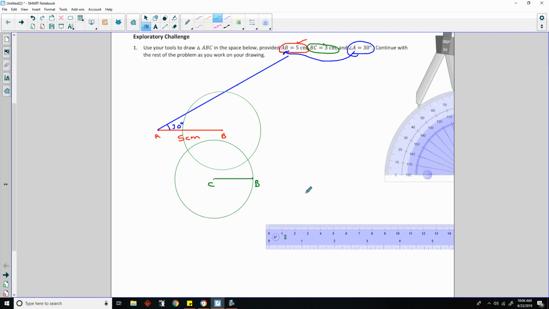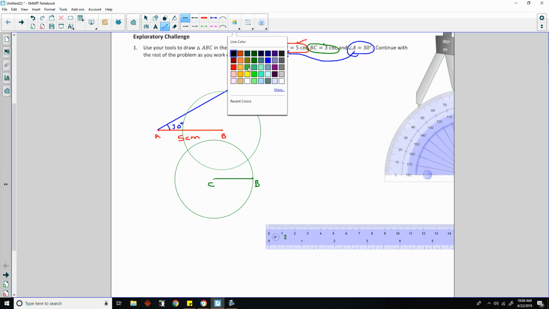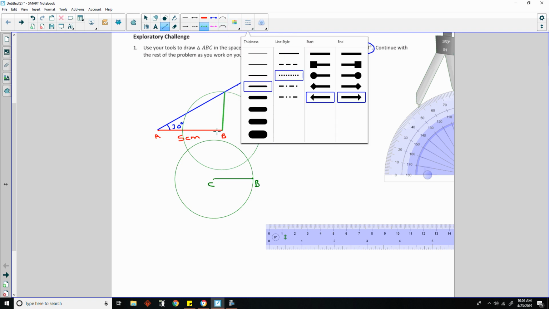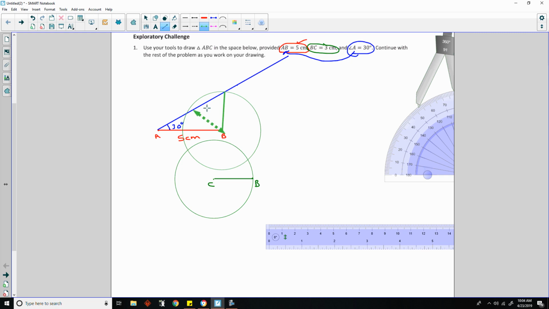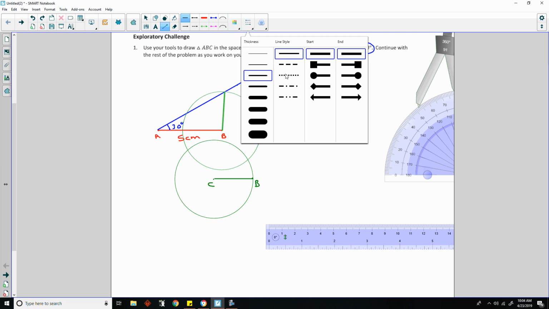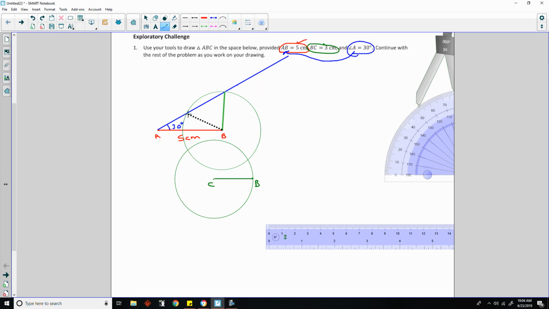So what that means is that if I drew a line segment from B up to here, this would be 3 centimeters, just like it said, but I could also have drawn it, let me do dash for this one. I could also have drawn a segment dotted from B. I could have also drawn it over to here. Right there.